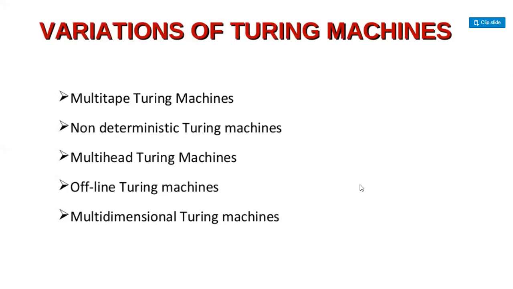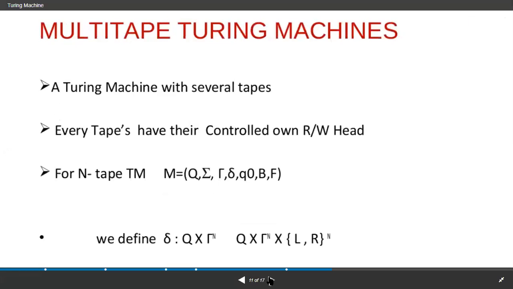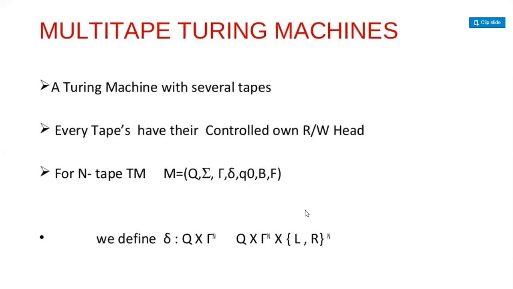I will explain each and every type of Turing machine now. Let's see. The first type is the multi-tape Turing machine. What the multi-tape Turing machine means is that we have several tapes, not a single tape. Here we're implementing with several tapes, and every tape has its own control with a read or write head. We compulsorily need to maintain the read or write head here, and with the pointing of this head we control each and every tape.